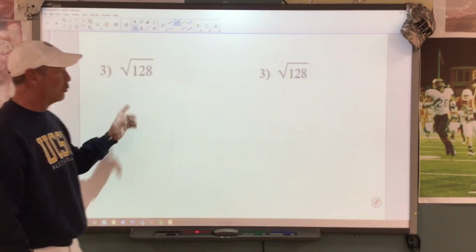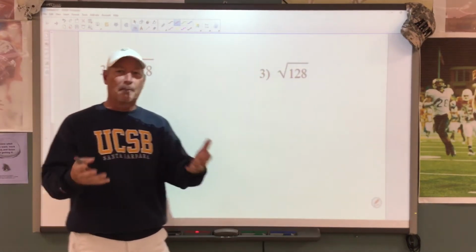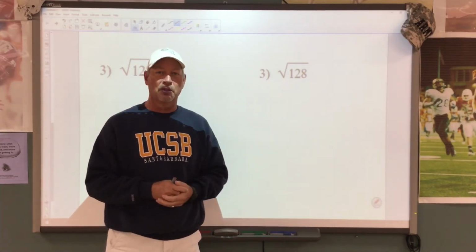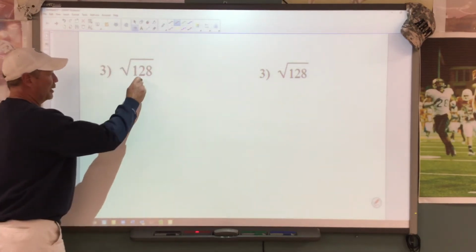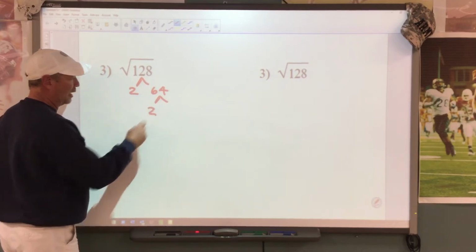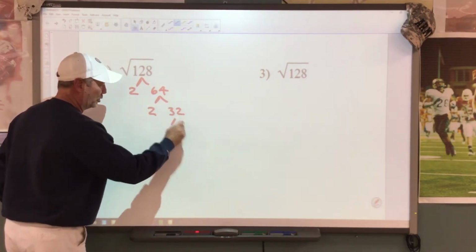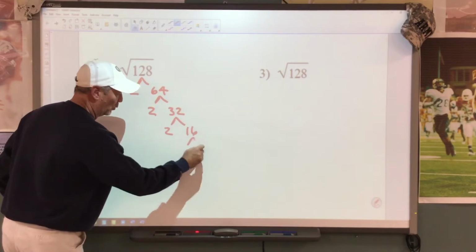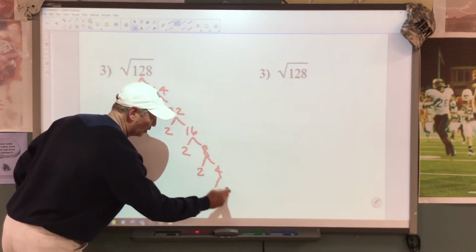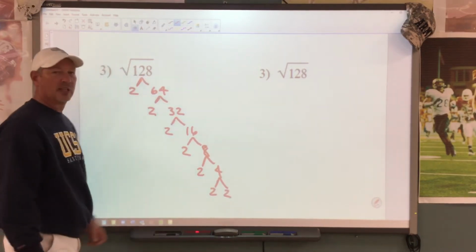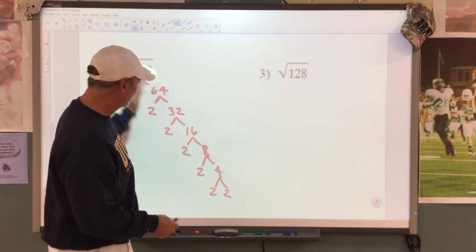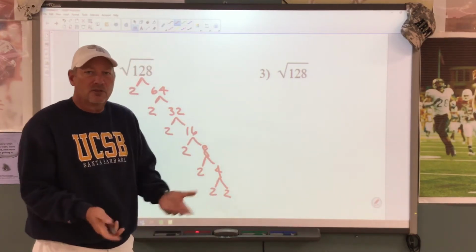What if I have a number like 128? Now there's a couple of ways we can do this. That's why I put it up here twice. I'm going to show you 2 different ways to do this. One way, we can break it down into 2 times 64, which is 2 times 32, which is 2 times 16, which is 2 times 8, which is 2 times 4, which is 2 times 2. Now what did we say we were looking for? We're looking for pairs. Now this is a little bit over the top. This is a longer problem, but it's okay.